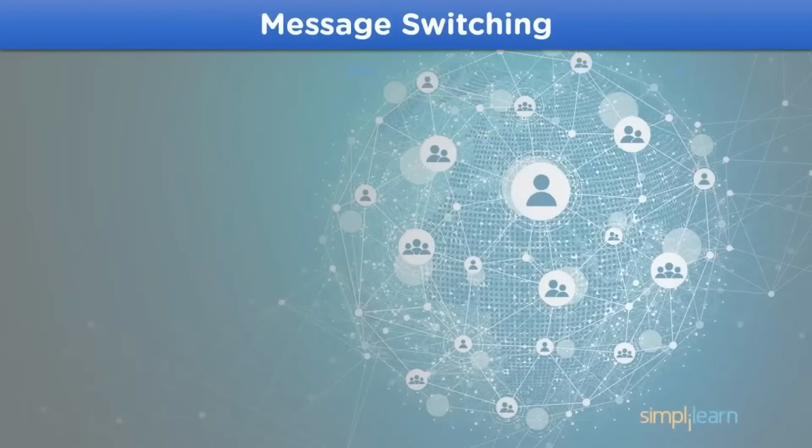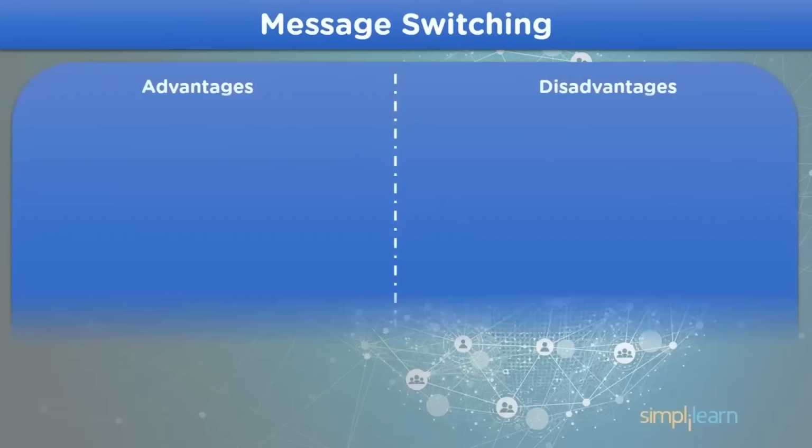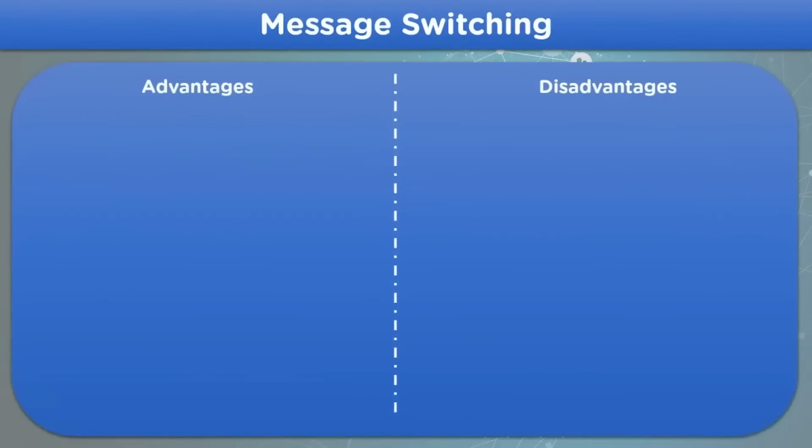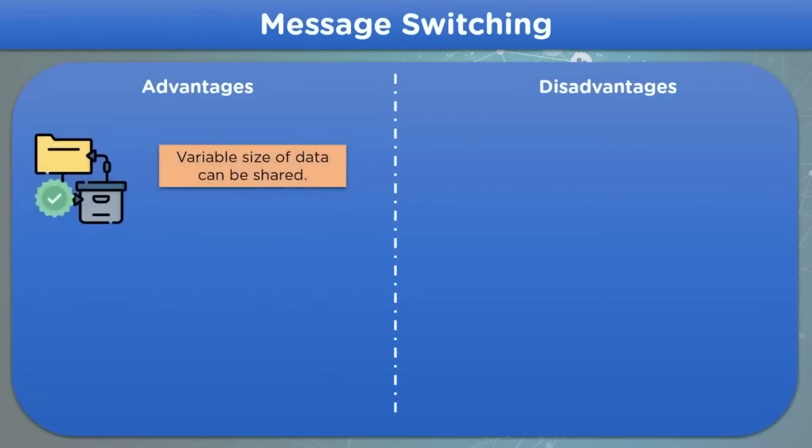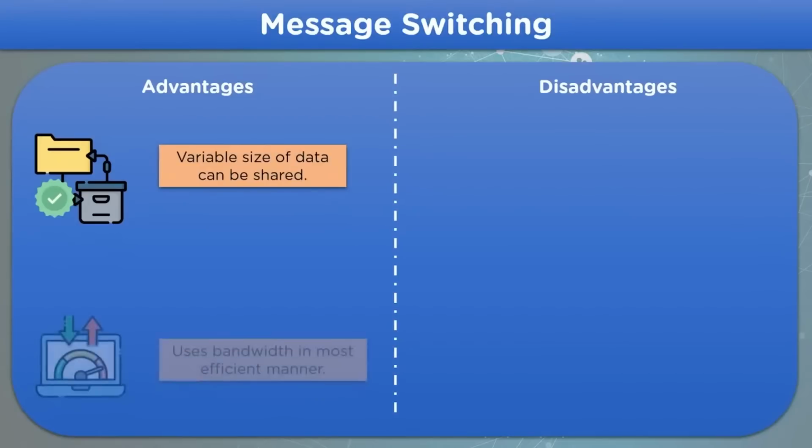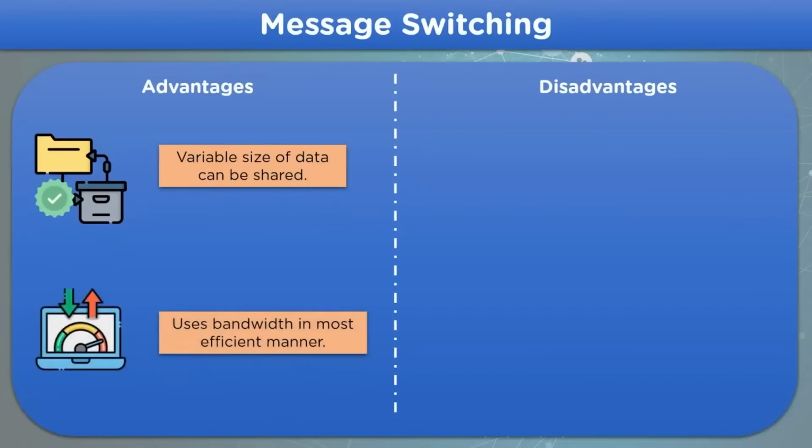Let's take a look at some advantages and disadvantages of applying message switching. To begin with, let's take a look at the advantages. The size of the data that can be transmitted over message switching is variable. In message switching, the use of bandwidth is done in an efficient manner.